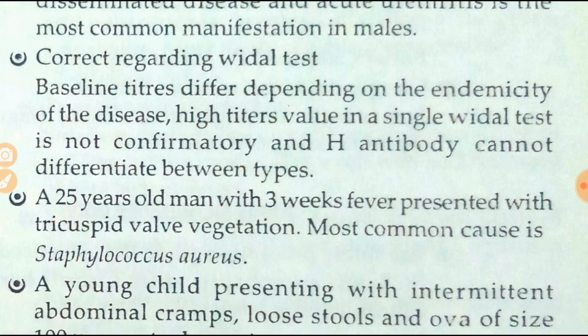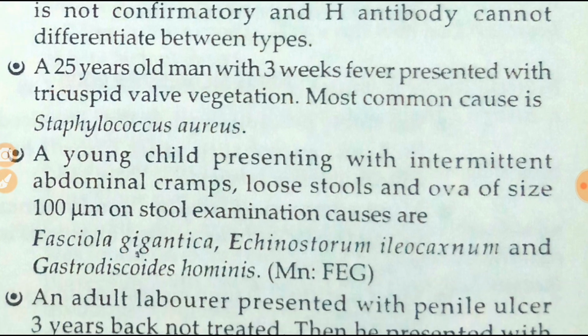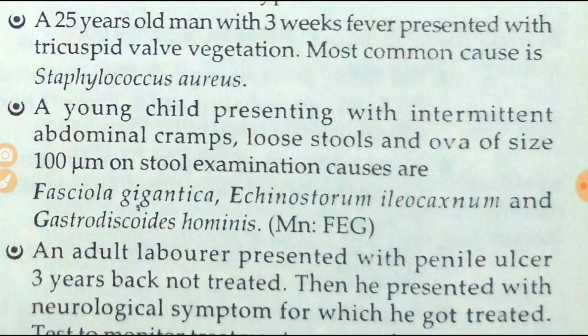A 25-year-old man with 3 weeks of fever presented with tricuspid valve vegetation. The most common cause is Staphylococcus aureus. A young child presenting with intermittent abdominal cramps, loose stool, and ova of size 100 micrometers on stool examination: causes are Fasciola gigantica, Echinostoma, Echinostoma ilocanum, and Gastrodiscoides hominis. Here you can make a trick: FEG, FEG.